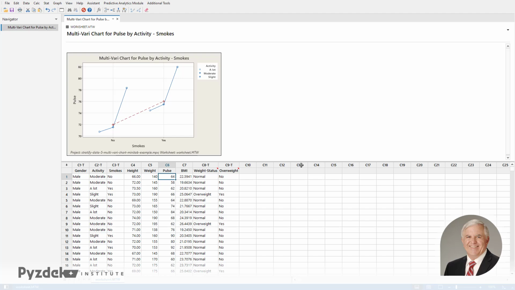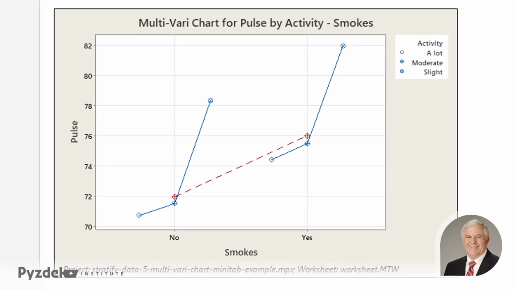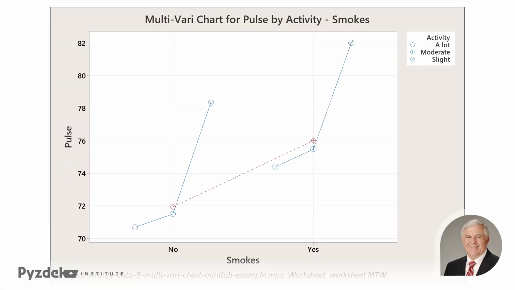Then we click OK, and Minitab goes through and quickly produces a chart that shows us the information that we're looking for. So the solid blue line represents different activity levels, and the dashed red line represents smoking status. So the lower axis shows us whether or not the person smokes. The first thing we have is no, they do not smoke. Then we have yes, they do smoke.